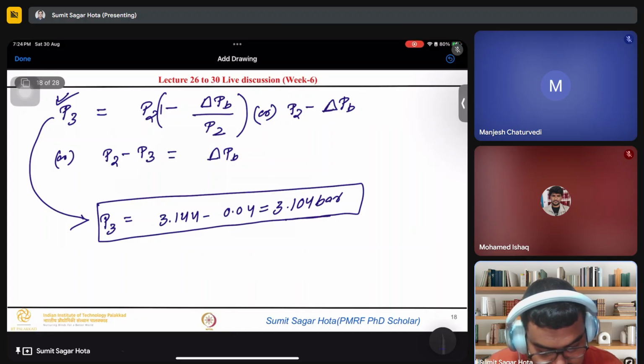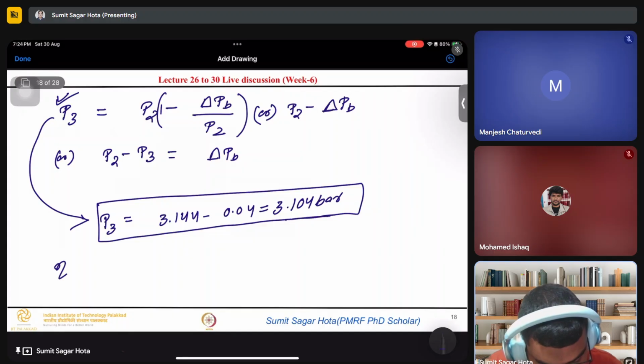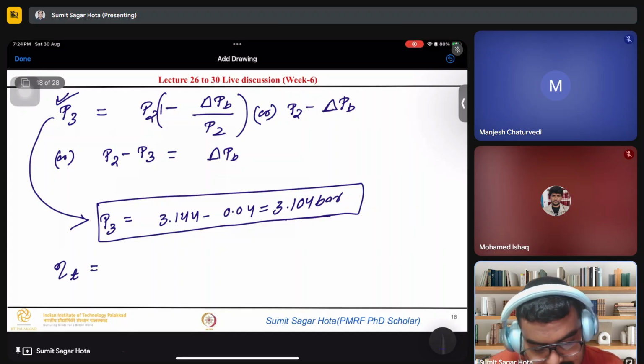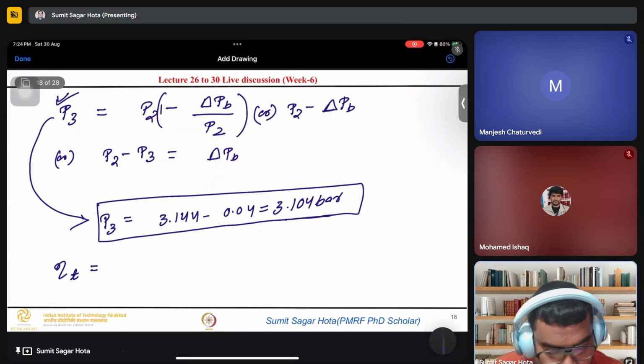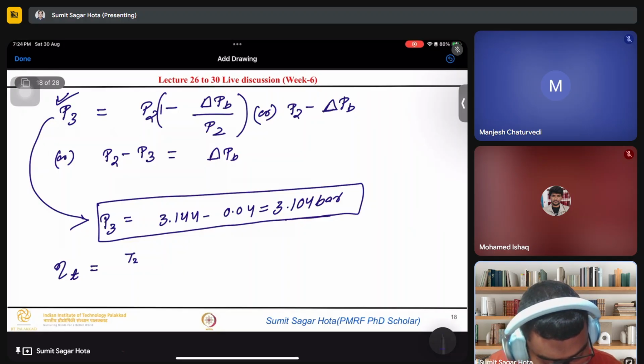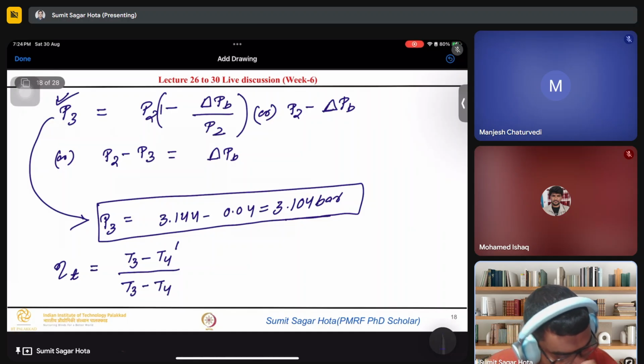How are we going to consider it? The formula for the turbine efficiency is equal to T3 minus T4 dash, the difference of actual temperature divided by the difference of ideal temperature. Oh, I think it's the reverse.